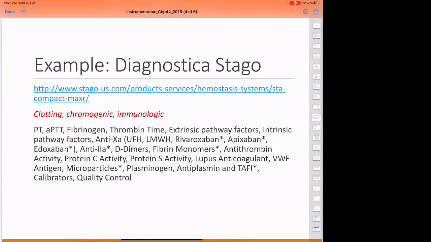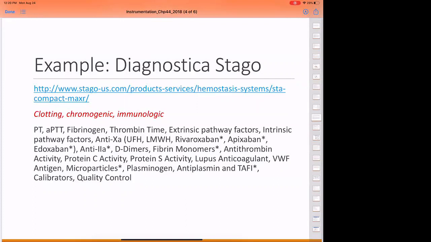In this particular slide, I have a link to one of the Stago instruments that are very popular in coagulation laboratories. I've also posted this link on your Moodle course so that you can take a look at this on your own time. But Stago Diagnostica or Stago instruments have the ability of using clotting methods, chromogenic, and immunologic methods at the same time in their large instruments.